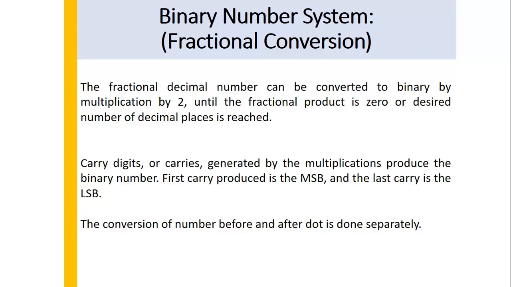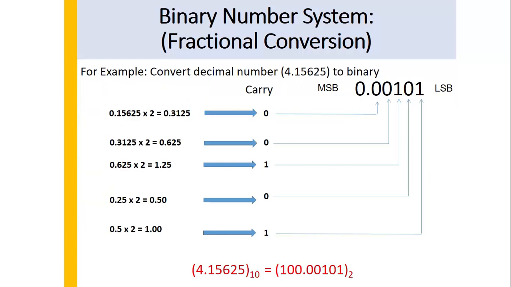The conversion of the numbers before and after the dot is done separately. Suppose we take an example of converting the decimal number 4.15625 into binary. As we discussed in the previous slide, we convert the number before the dot and after the dot separately. So let's start with converting the number after the decimal. The fractional decimal number is 0.15625. We multiply it by 2 to get 0.3125, and the carry is 0.